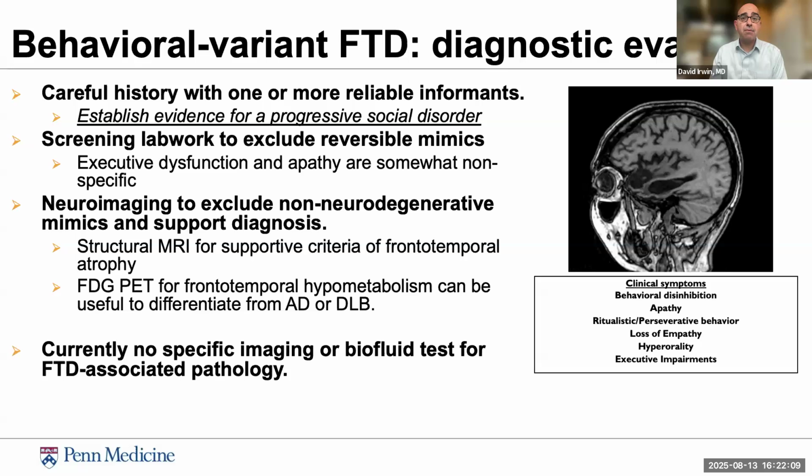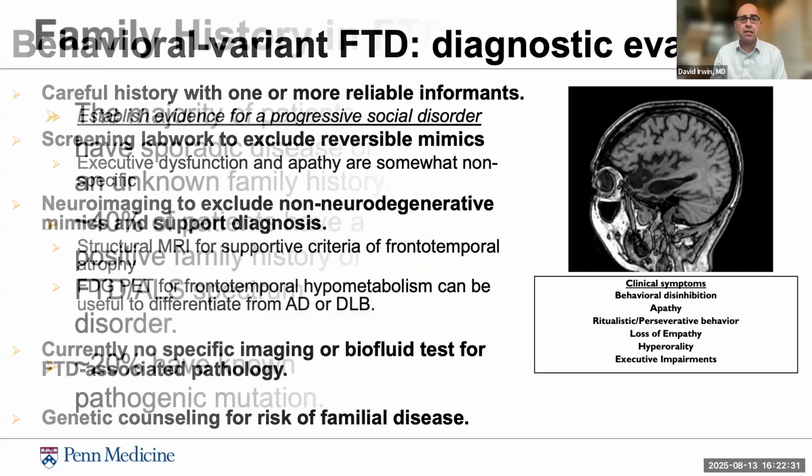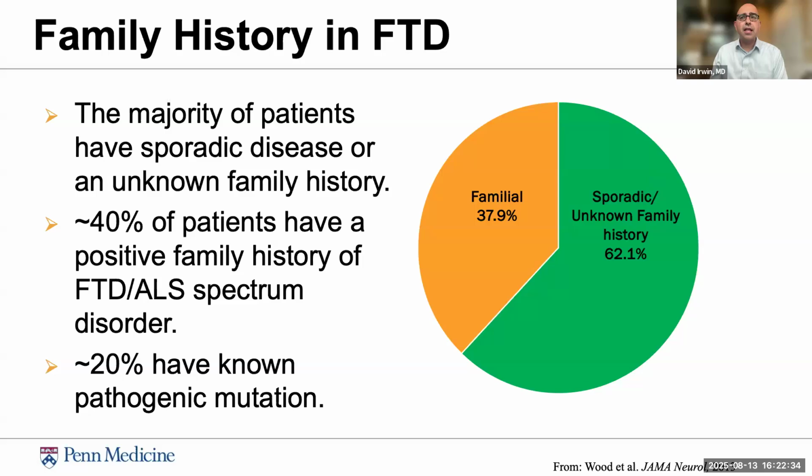As Esther mentioned, we lack the specific imaging or biofluid tests for the pathologies associated with FTD. So it's important to establish these criteria. And also, genetic counseling is a core aspect of FTD care because the risk for familial disease is higher compared to other neurodegenerative diseases such as Alzheimer's disease or Parkinson's disease. This slide here helps illustrate that about 40% of patients with FTD have a positive family history of either FTD or motor neuron disease or ALS.